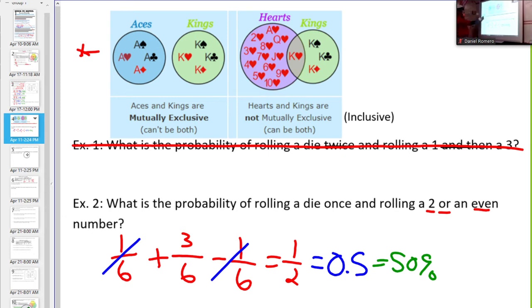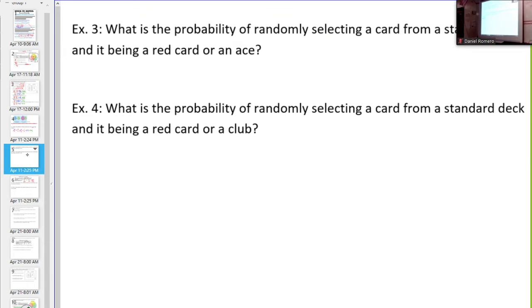I want to make it through 4 more slides today. What is the probability of randomly selecting a card from a standard deck and it being a red card or an ace? Yeah, here we go with the deck of cards. A red card or an ace.